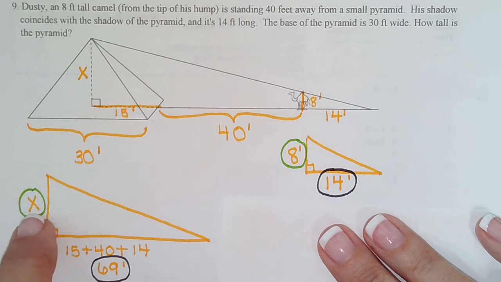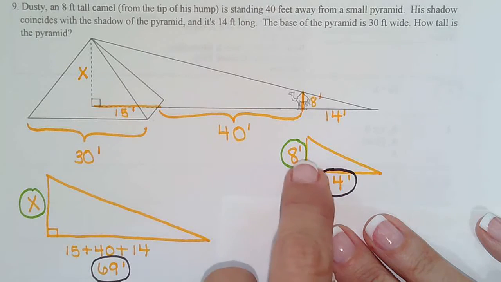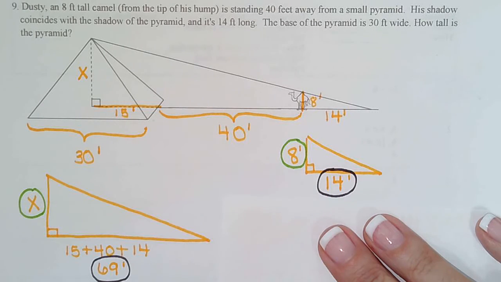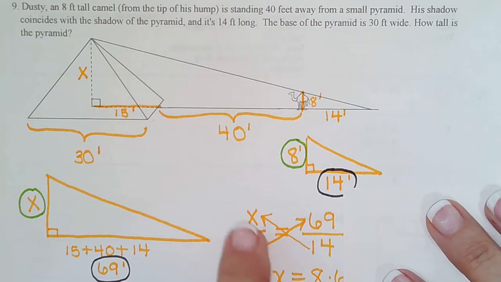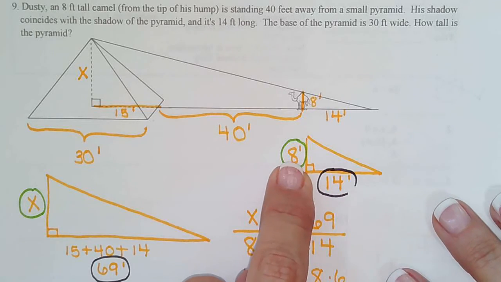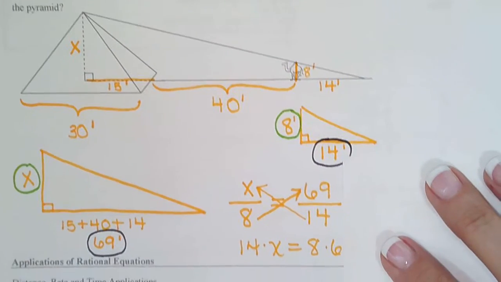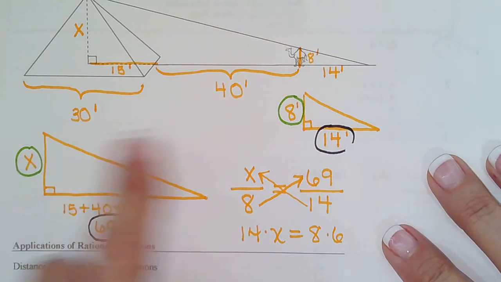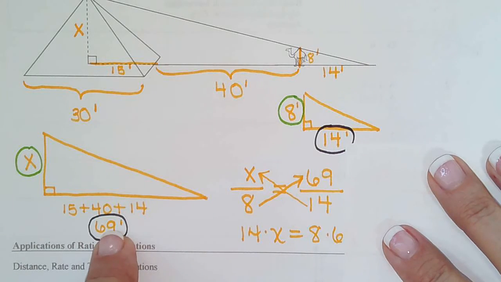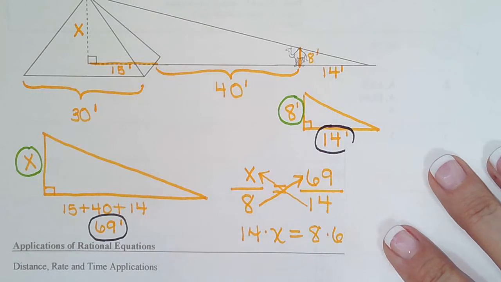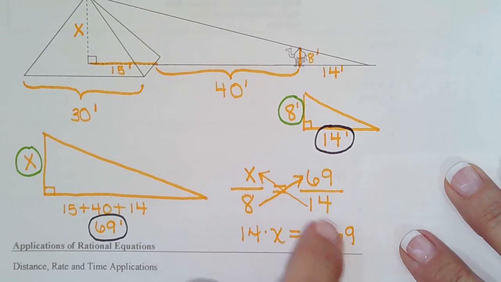Okay. Then I marked it to show the pieces that go together, the height of the big triangle compared to the height of the little triangle, the base of the big triangle compared to the base of the little triangle. So then I got X over 8 equals 69 over 14. Then I set the cross products equal.